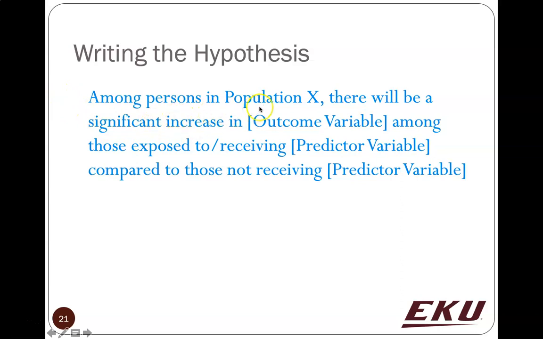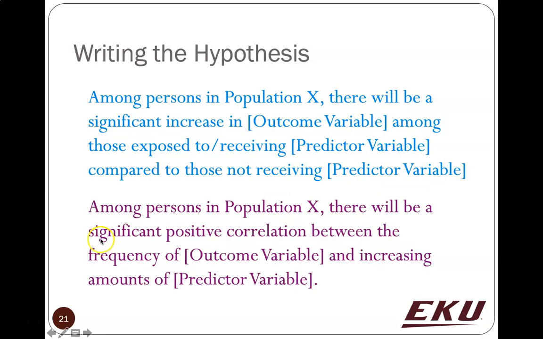Among persons in population X, we could say among persons in Appalachian counties in the United States, there will be a significant increase in, let's say, lung cancer among those exposed to e-cigarettes compared to those not exposed to e-cigarettes. You could potentially even add a year component or time component to it if you want to.